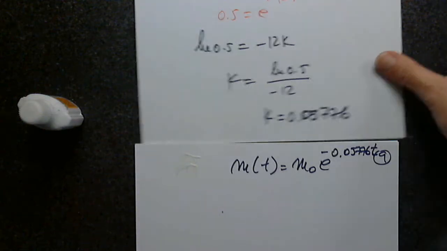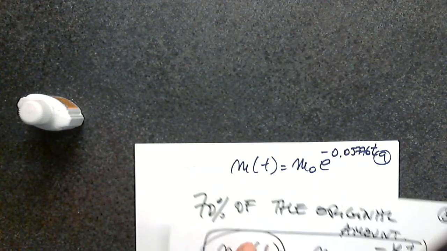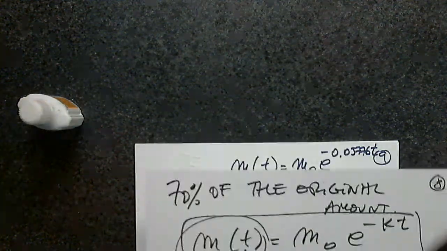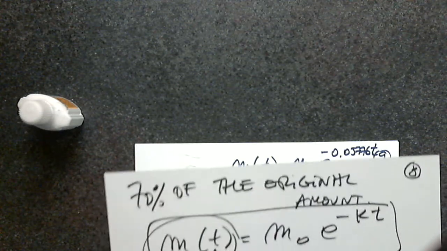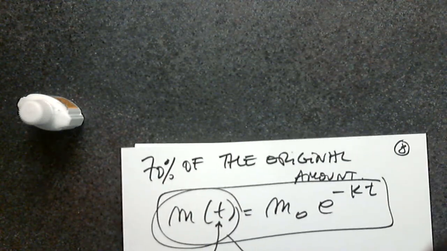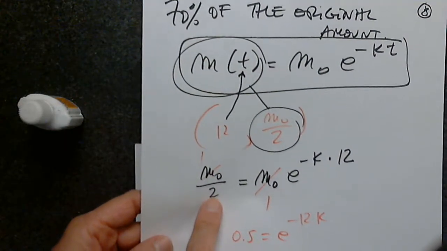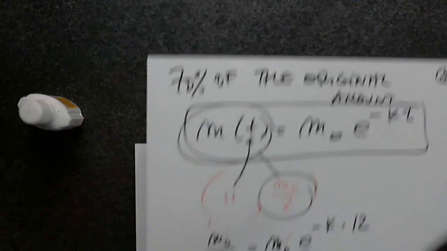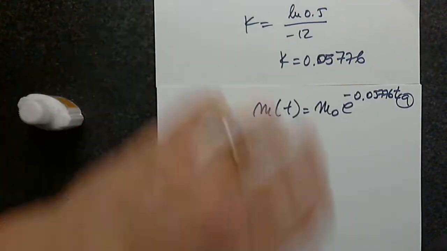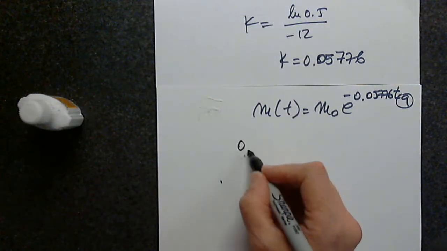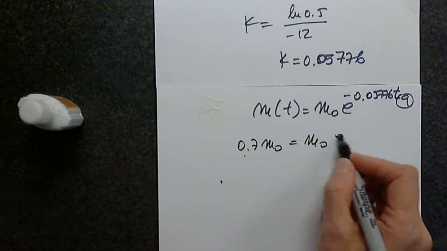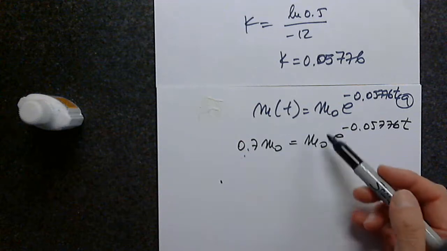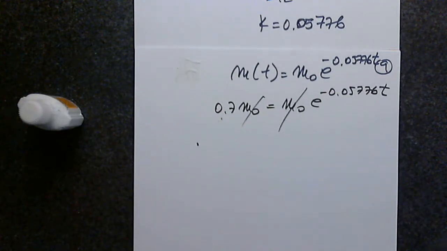Okay, so now the question. How long does it take for what I took to decay from 100% not to 50, but to 70% of the initial value? Here we had 50% of the initial value, but now I want 70% of the original or initial value. Initial value times 0.7. That's it. So 0.7 times M0 equals M0 e to negative 0.05776 T, indeed. Of course, who cares about the original value? We don't even need it.